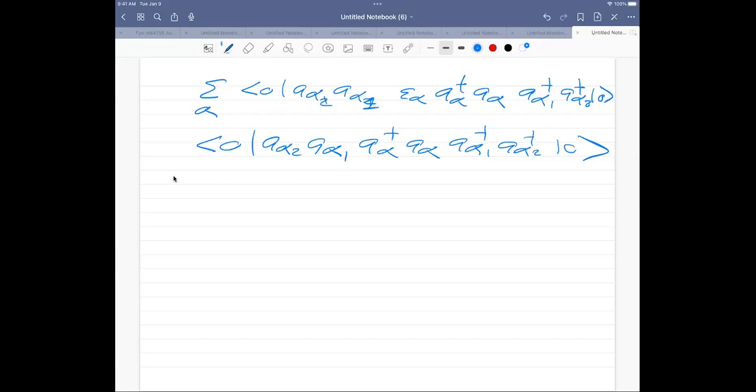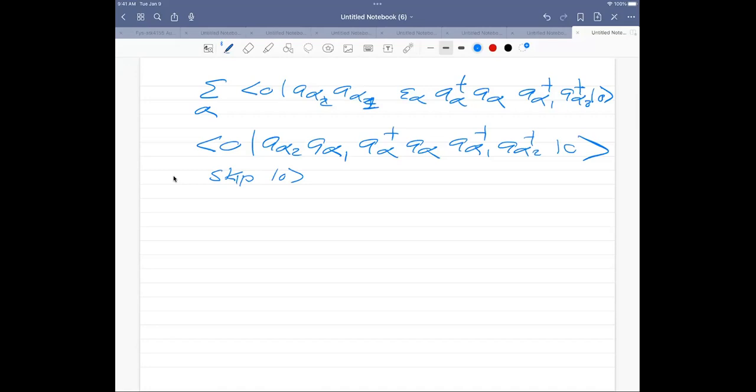So with this set of operations, what we're going to get now, when we start preparing it, I will skip the 0 in the notation here. So we'll just look at the creation and annihilation operators.